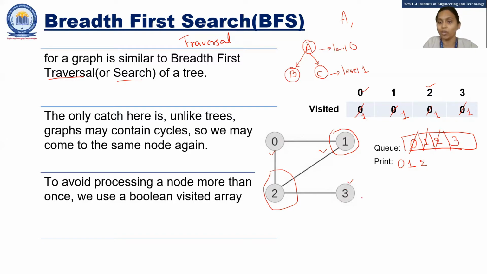Now check, does 3 have any further connection or not? But in our case, 3 is the last node, so nothing would be added and 3 needs to be dequeued. Okay. So this is the final answer of breadth first search. And if you want to write it in a tree format, you can write it this way. We first visited 0, then 1, then 2, and then 3. This way we visited all the nodes. Fine.